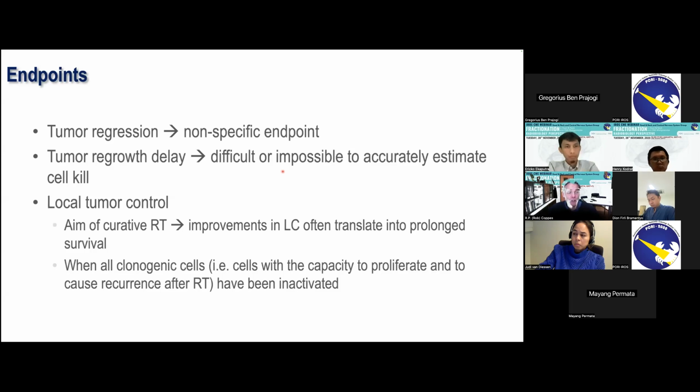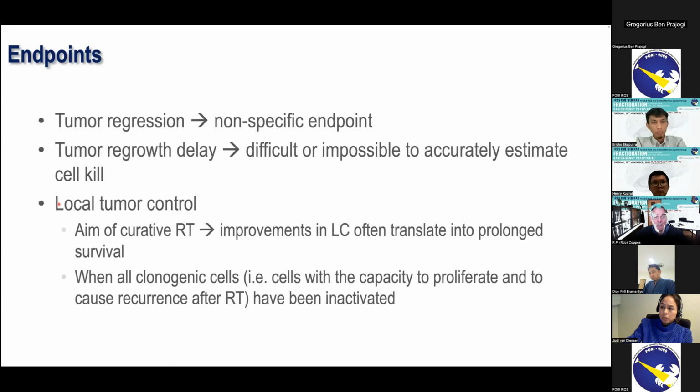Of course, there is local tumor control, and this is of course the aim of radiotherapy, and we can do a lot of improvement to make sure that this is translated in prolonged survival, right? Because a tumor growth delay may be beneficial for some time, but it's not really curing the patient at the end. But to get a local tumor control, you actually have to kill all the clonogenic cells that I mentioned, right? So these all have to be inactivated, and that is actually not so easy.